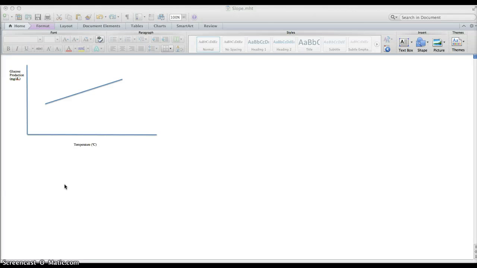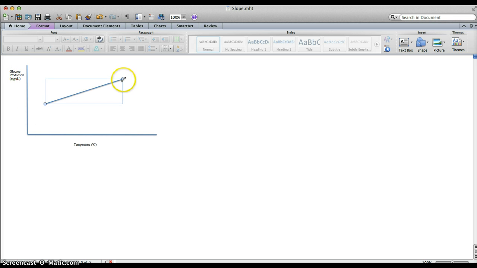Slope is important when you're analyzing lab data because it shows you the relationship between two variables. So for instance, the slope of the line here shows that as you increase temperature, you also increase the amount of glucose that you're producing.